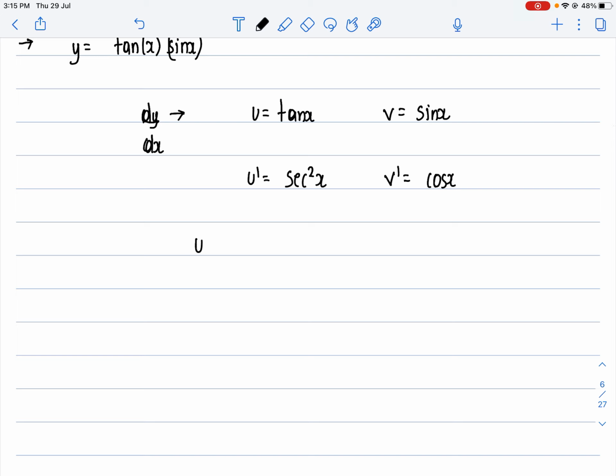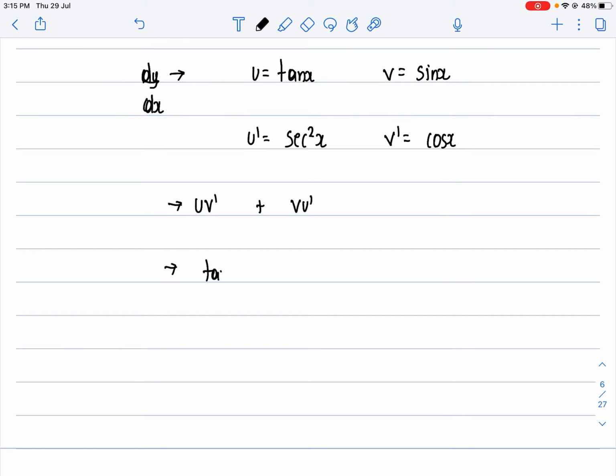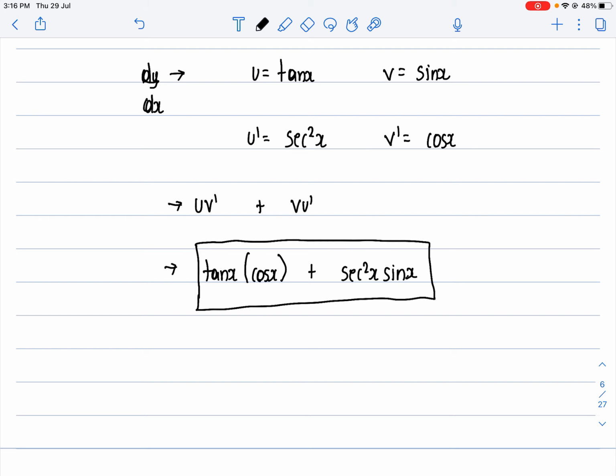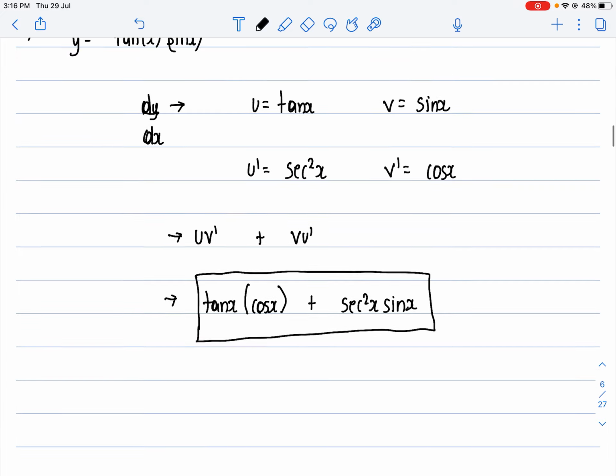Now I have the formula which is uv dash plus vu dash. I know this is my dy by dx. So now I can simply substitute and write this as tan x multiplied by cos x, correct, because I have uv dash, plus I have vu dash, which is sec square x into sin x. So finally, this is my dy by dx. Correct? This is the equation for my dy by dx.